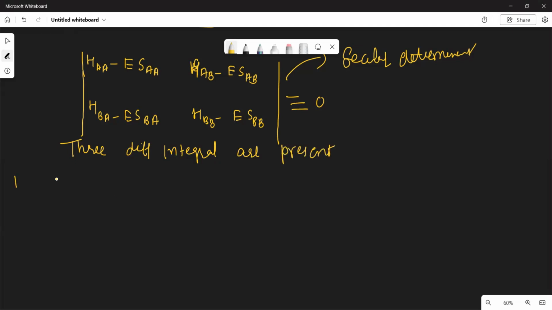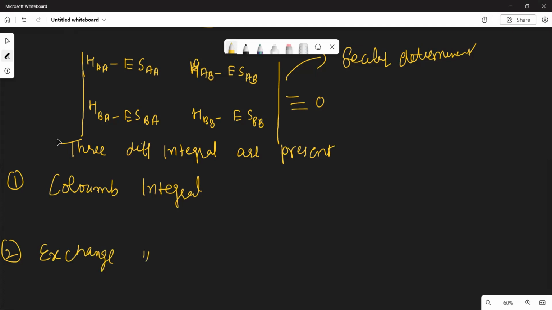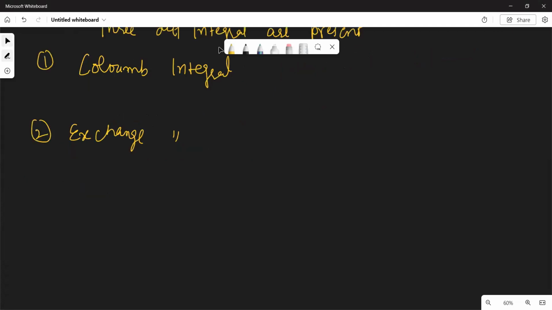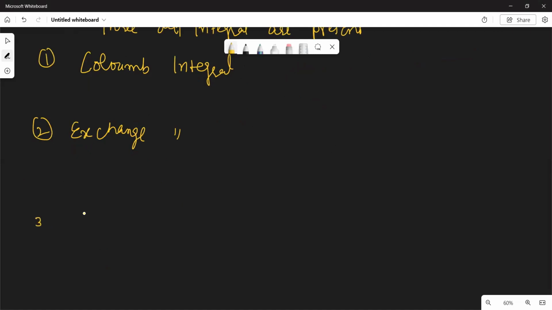The first integral is known as the Coulomb integral. The second integral is known as the exchange integral. And the third integral is known as the overlap integral. So what is the Coulomb integral? The Coulomb integral is of type HII, the exchange integral is of type HIJ, and the overlap integral is of type SIJ.